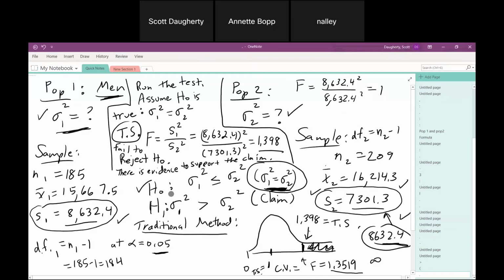That's what would happen in this case. So you cannot reject the null hypothesis. You're failing to reject it. And if you can't reject this null hypothesis, you cannot support the alternative hypothesis, which happens to be the claim. So then you would say there's not enough evidence to support the claim. So that would be the other situation. All right, so that's the traditional method.